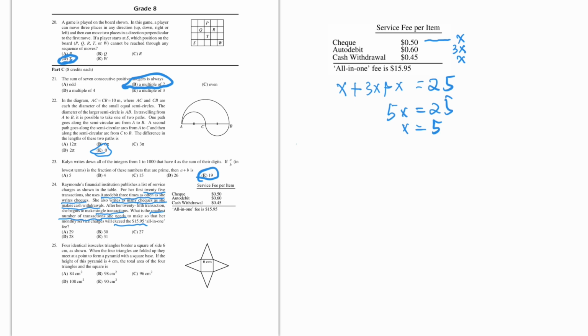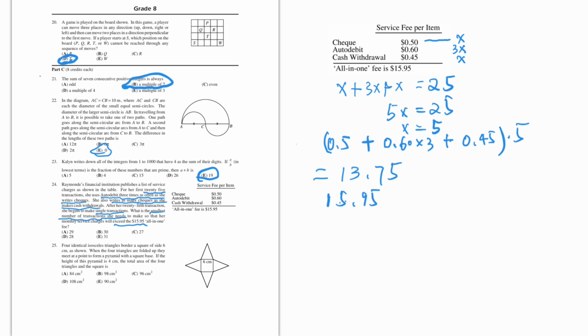That means in the first 25 transactions, for checks, that's 0.5 plus 0.60 times 3, the 3 times the checks. And then cash withdrawal, same as the checks, that's 0.45, because she used it 5 times, so we multiply by 5. That's equal to 13.75. The total all-in-one fee is 15.95, so 15.95 minus 13.75 equals 2.20.